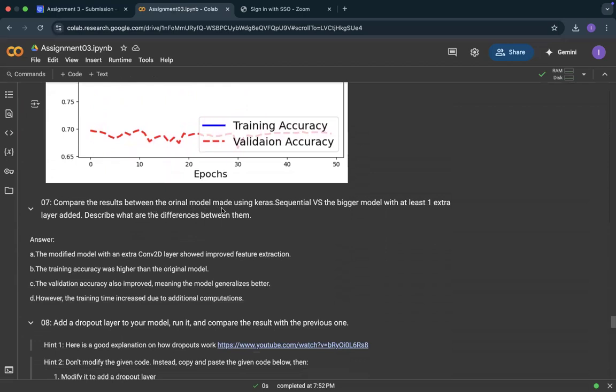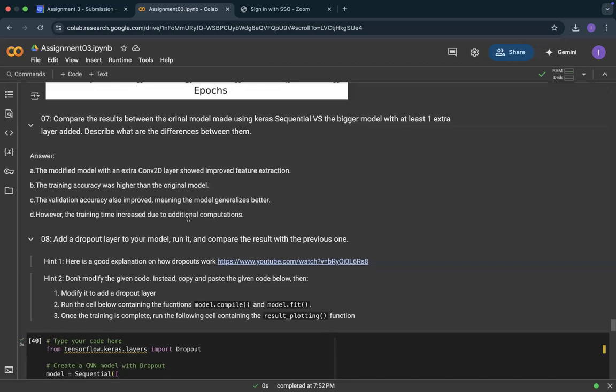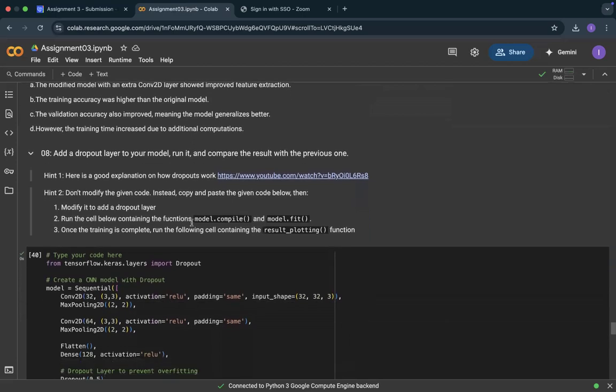Question 7. Compare the results between the original model made using Keras Sequential versus the bigger model with at least one extra layer added. Describe what are the differences between them. The modified model with an extra convolutional layer showed improved feature extraction. The training accuracy was higher than the original model. The validation accuracy also improved, meaning the model generalizes better. However, the training time increased due to additional computations.